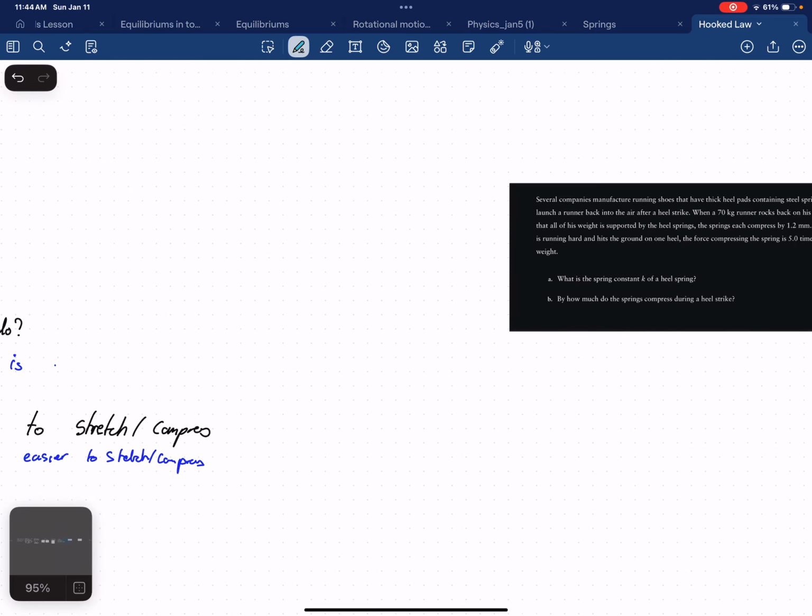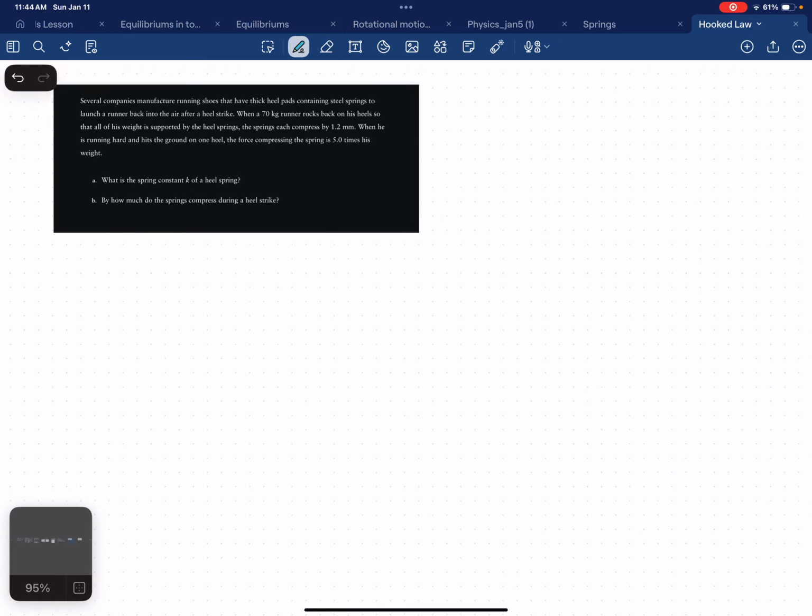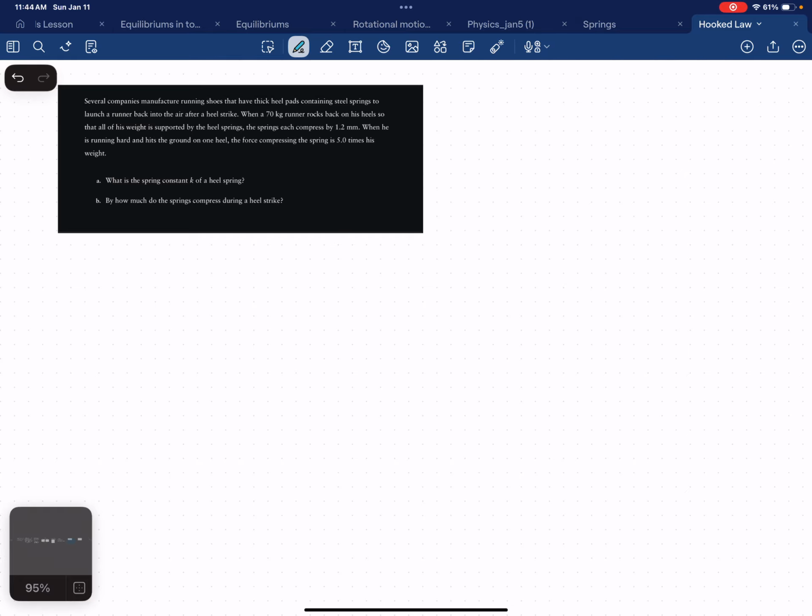Anyway, let's try and solve some problems. This is actually a fun problem. Several companies manufacture running shoes that have thick heel pads containing steel springs to launch a runner into the air after a heel strike.